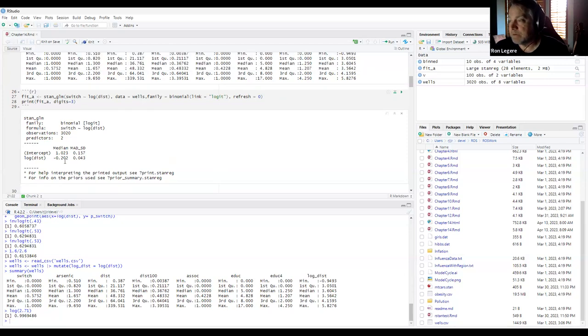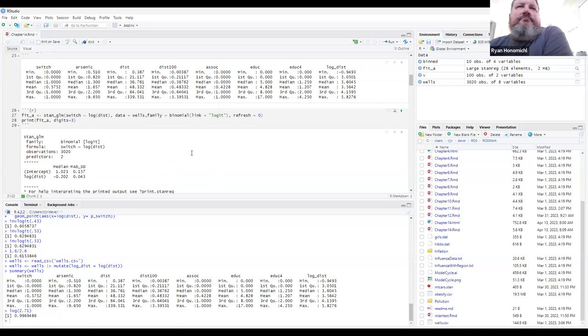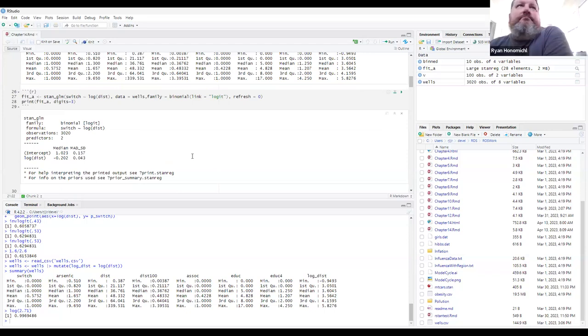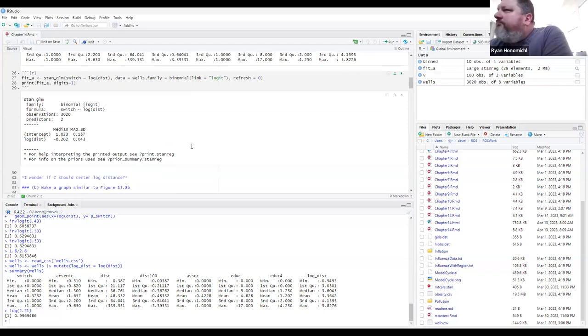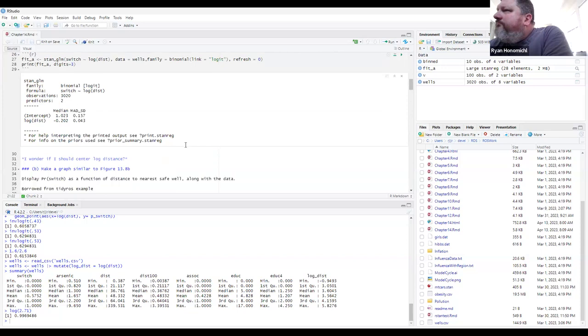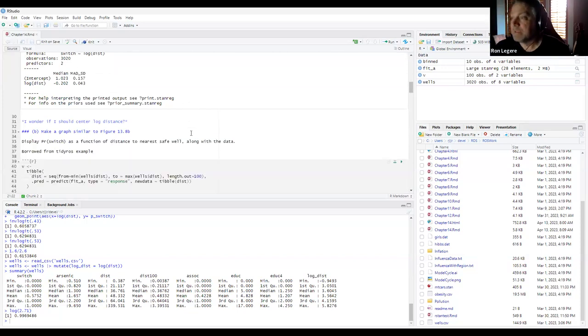This is a very simple linear thing. All we have to do is say, what is your log distance? I multiply it by minus 0.02 and I get the log odds, and I can convert that to a probability. The interpretation is fairly straightforward, but just saying it in words: one unit on the log scale of distance gives you minus 0.2 log odds. Which is not very helpful, but I said it anyway.